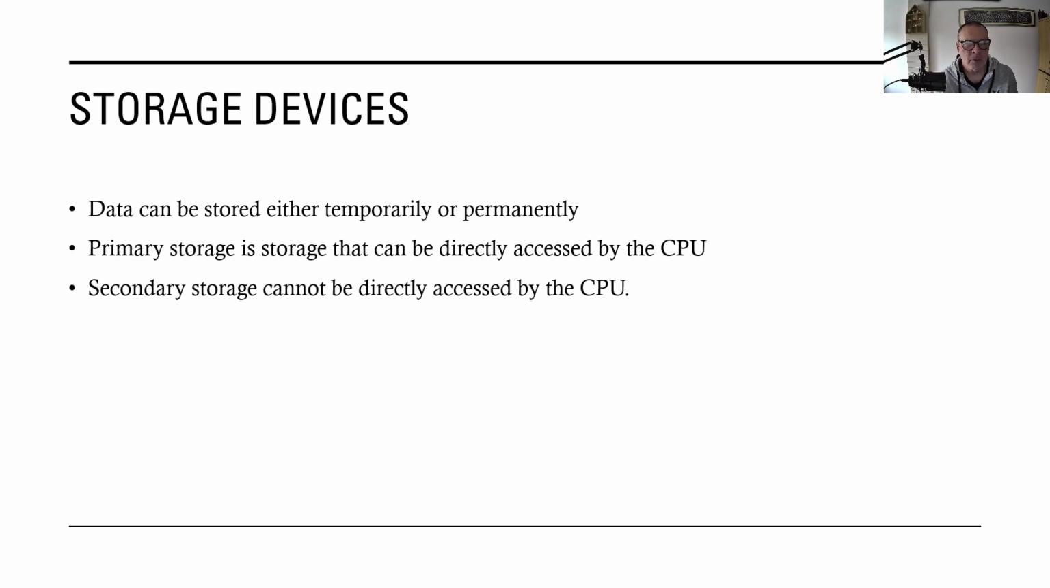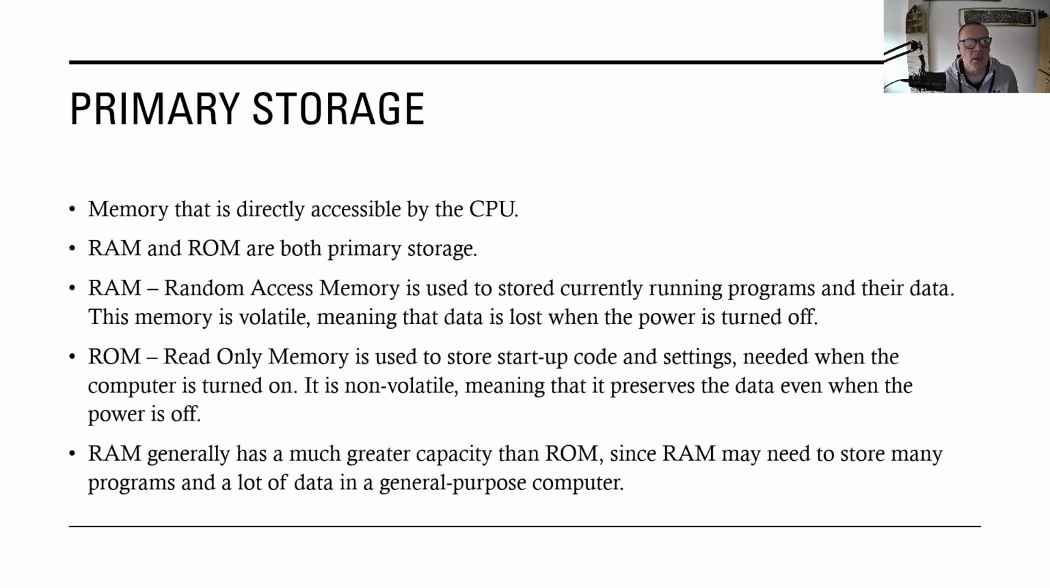Primary storage is memory that can be directly accessed by the CPU. The CPU can go immediately to primary storage and get data it needs to process. Whereas secondary storage, you can't directly access it by the CPU. The CPU has to request that it's fetched first if it needs some data, and the fetched data moves into primary storage, and then the CPU can get access to it.